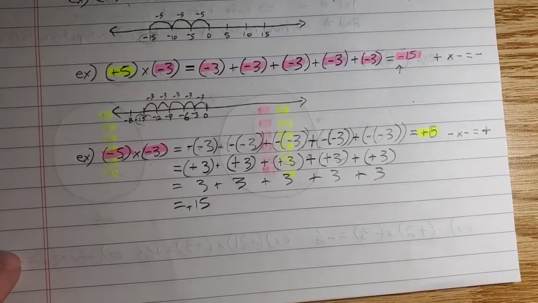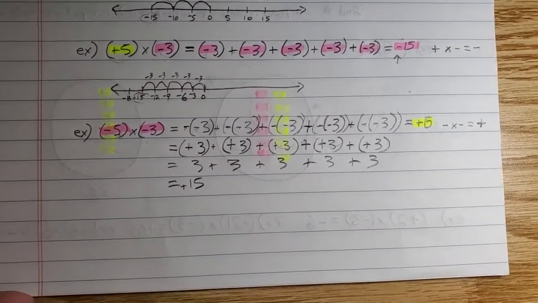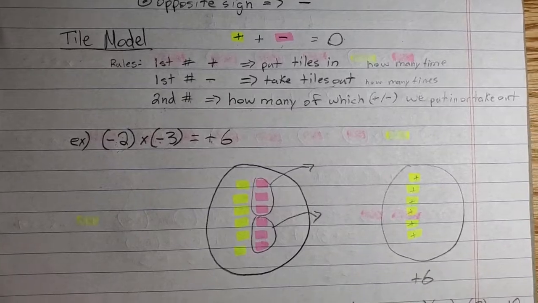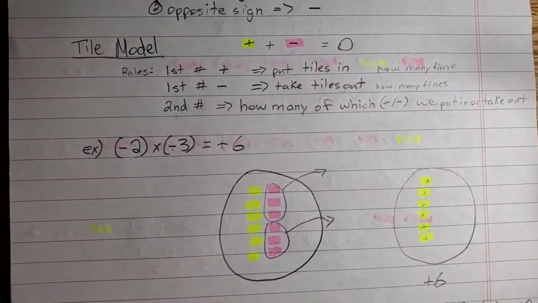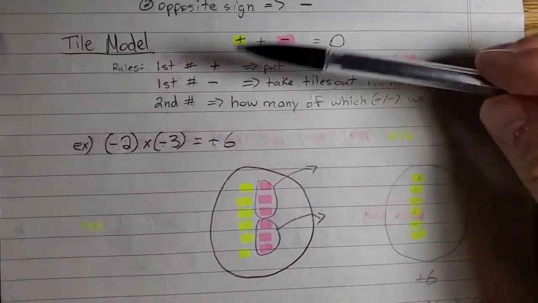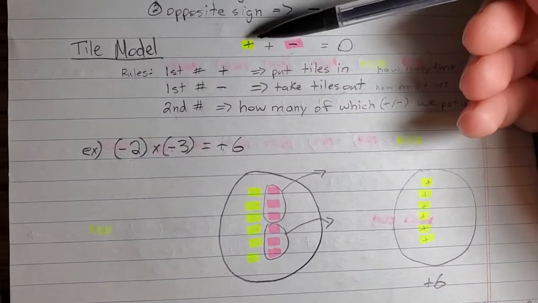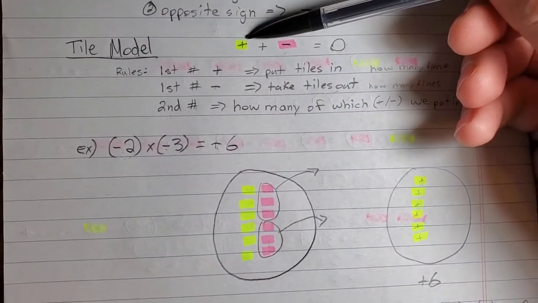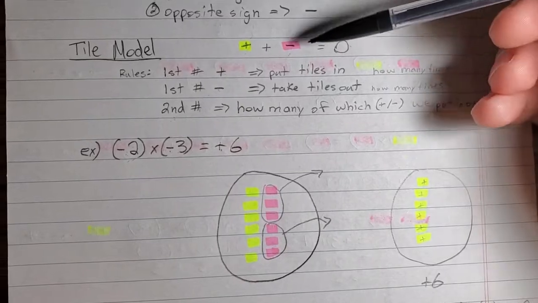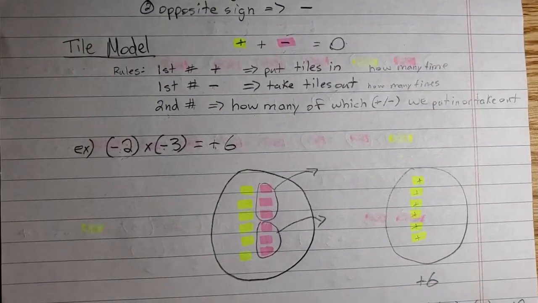And we'll show a little example using a different method right away. I find it hard to show it on the number line, so I'm going to show it using this thing, tile model. If you remember, last year we had tiles and the yellow ones were positive and the red ones were negative. I use pink because I have pink highlighter.